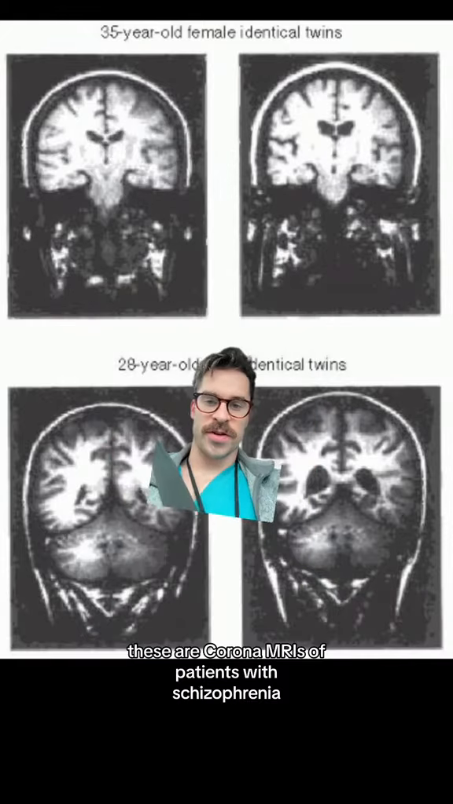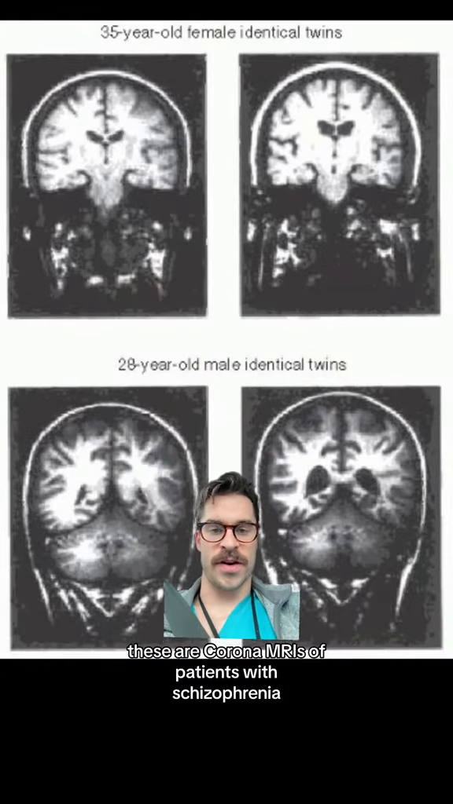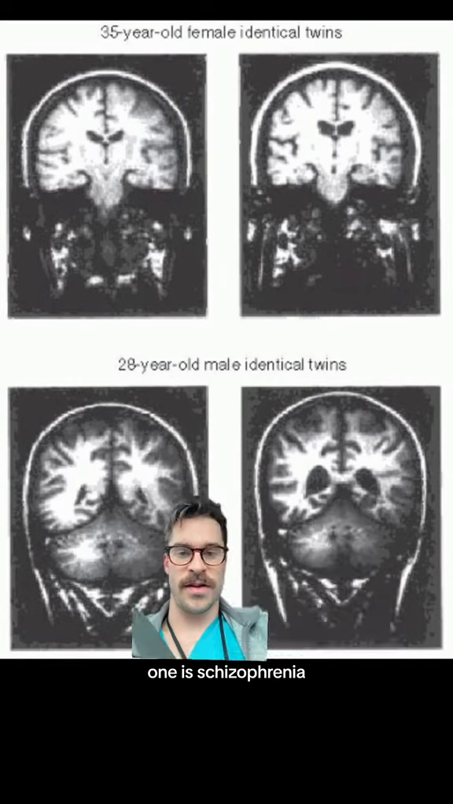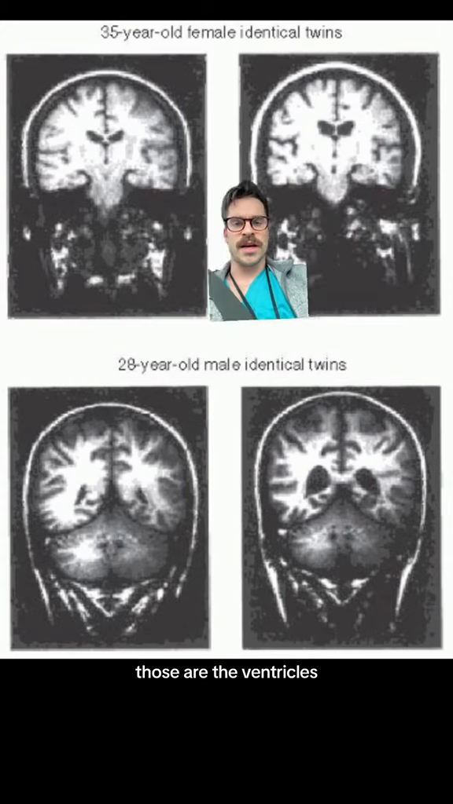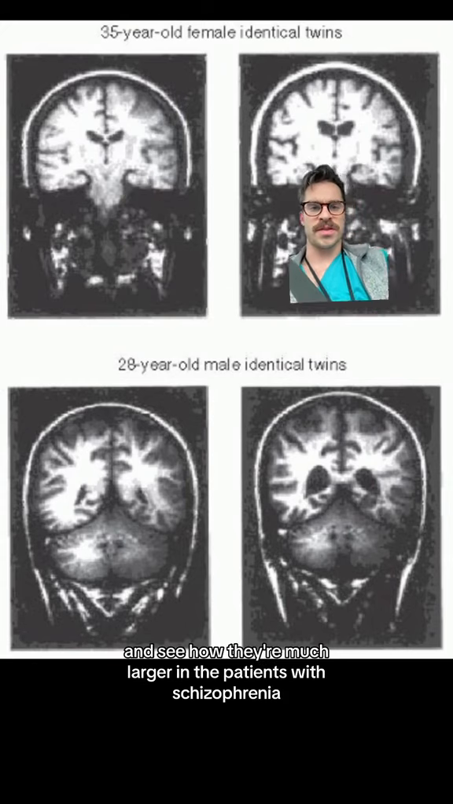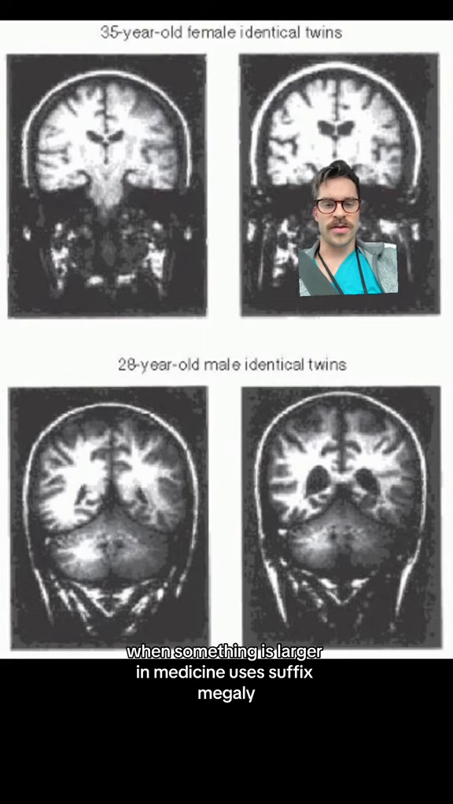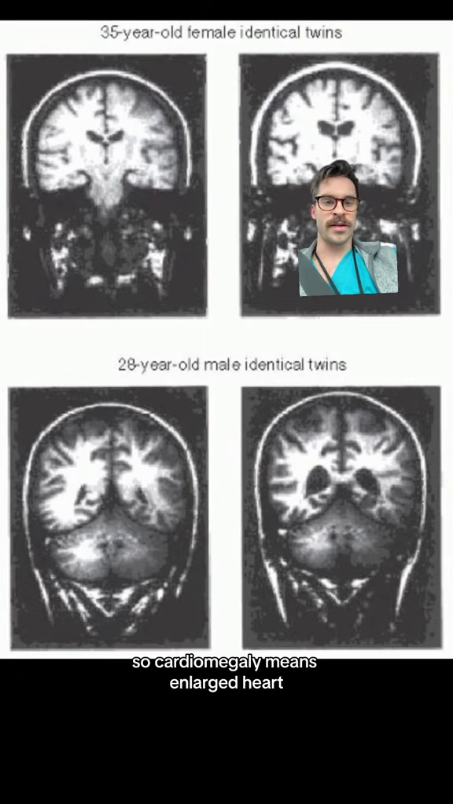So, for example, these are coronal MRIs of patients with schizophrenia. They're identical twins. One has schizophrenia, the other one doesn't. See these dark spots up here? Those are the ventricles. And see how they're much larger in the patients with schizophrenia? When something is larger in medicine, we use the suffix megaly. So heart is cardio, so cardiomegaly means enlarged heart.